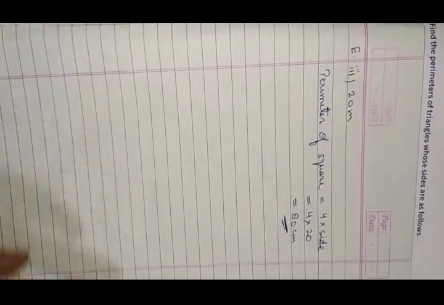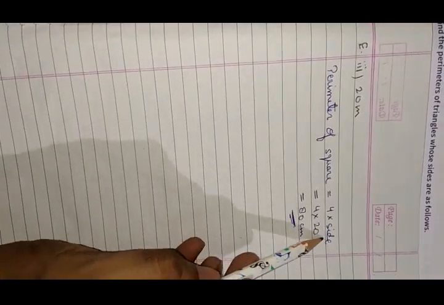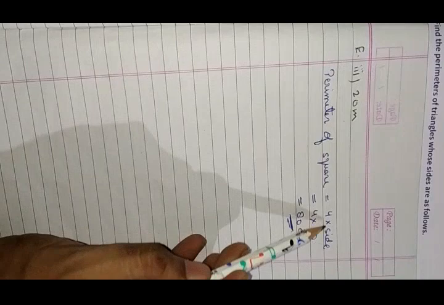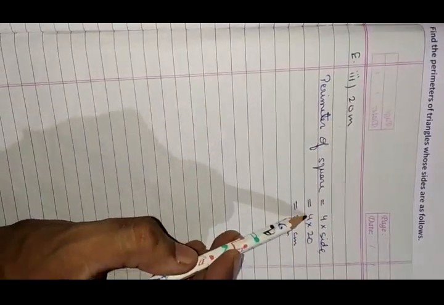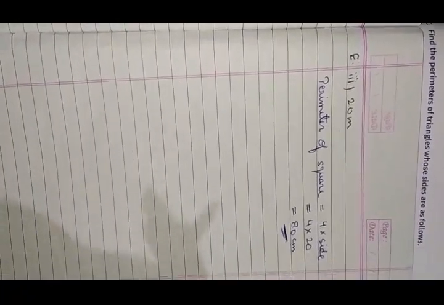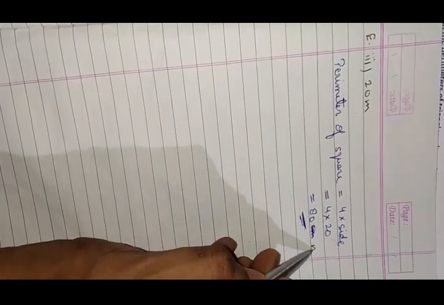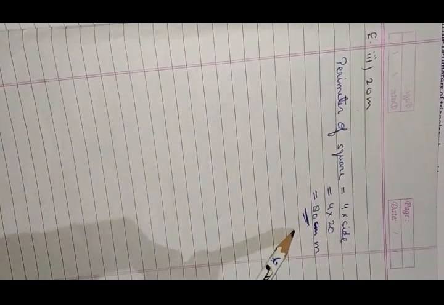And in part E we have to find the perimeter of a square and the side is given as 20 meter. Perimeter of a square is equal to 4 into side and side is 20. So 4 into 20 is equal to 80 meters. We have to use the same unit. Meter is given in the side, so we have to write meter in the perimeter.